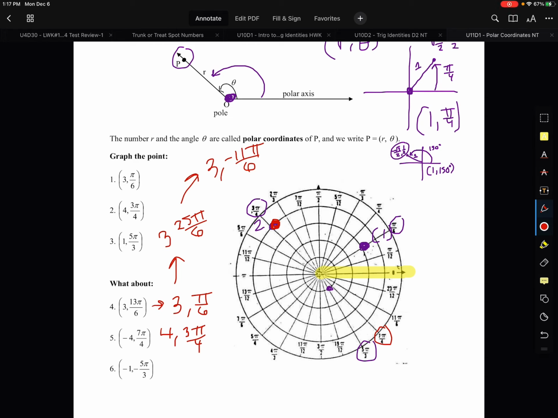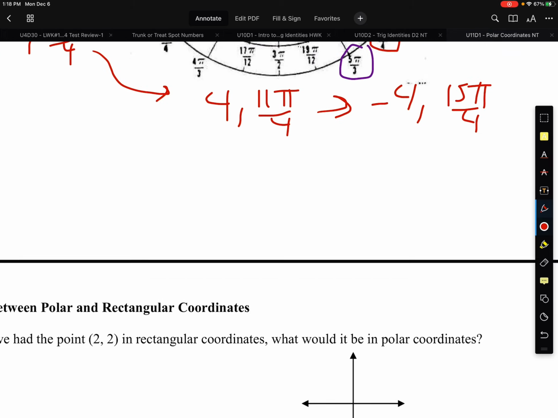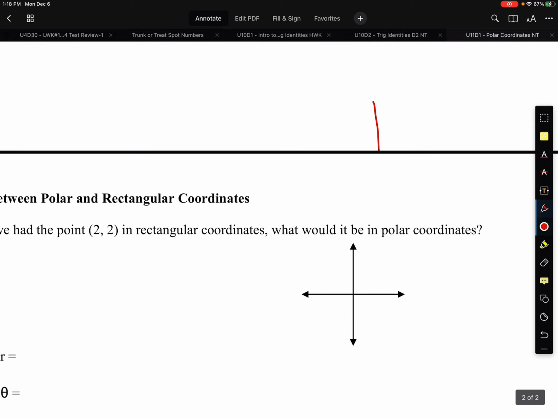So what are some other examples? Well, if I added 2 pi to it, another example could be 4 comma 11 pi over 4. I could add 2 pi to have another example. Maybe I got negative 4 comma 15 pi over 4. All of those are the exact same thing. All right, but here's the key thing. Key fact. Sorry.